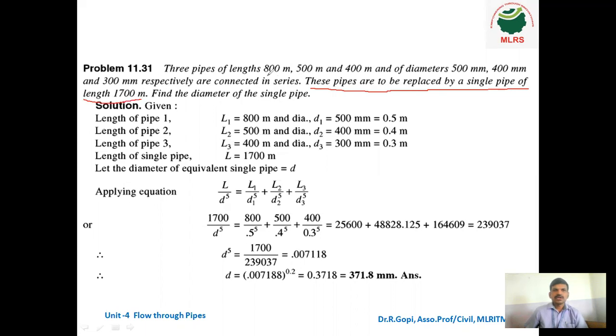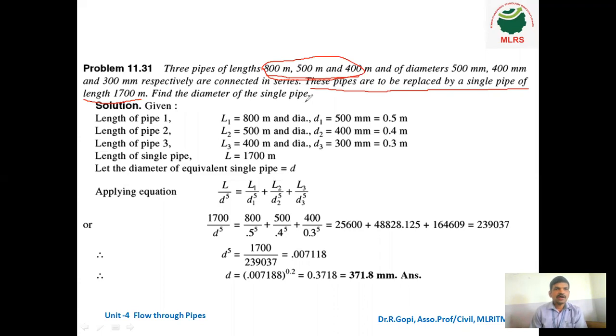You can see here the total length: 800 plus 500 plus 400, which is equal to 1700 meter. Suppose in the examination the total length is not given, then you add these 3 lengths. Sometimes they will not give the total length of the pipe. Total length is nothing but the summation of the individual pipe lengths. What they are asking is to find the diameter of the single pipe, that is, the equivalent pipe.